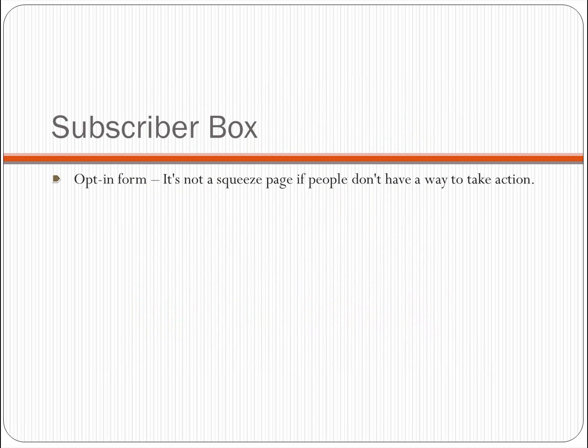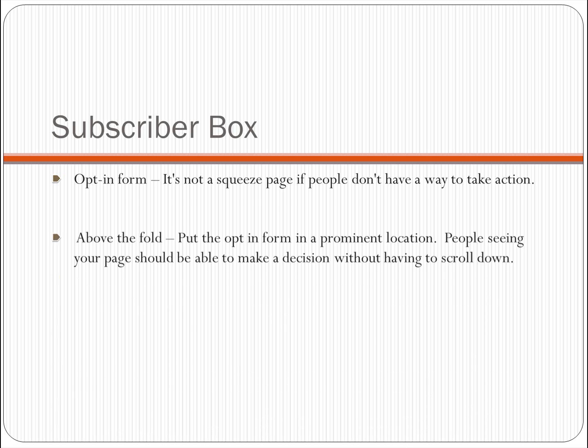Subscriber box. This is your opt-in form. This is that code that we were talking about that you're going to get from Aweber when you create your web forms. You're going to get a code that you're going to be placing on your squeeze page, and we'll be showing you how to do that. We're not going to get into that today, but opt-in form, it's not a squeeze page if people don't have a way to take action. If you're just giving them a headline, a list of bullet points, and no way for them to put their name and email or anything, it's not a squeeze page. You've squeezed nothing out of them.